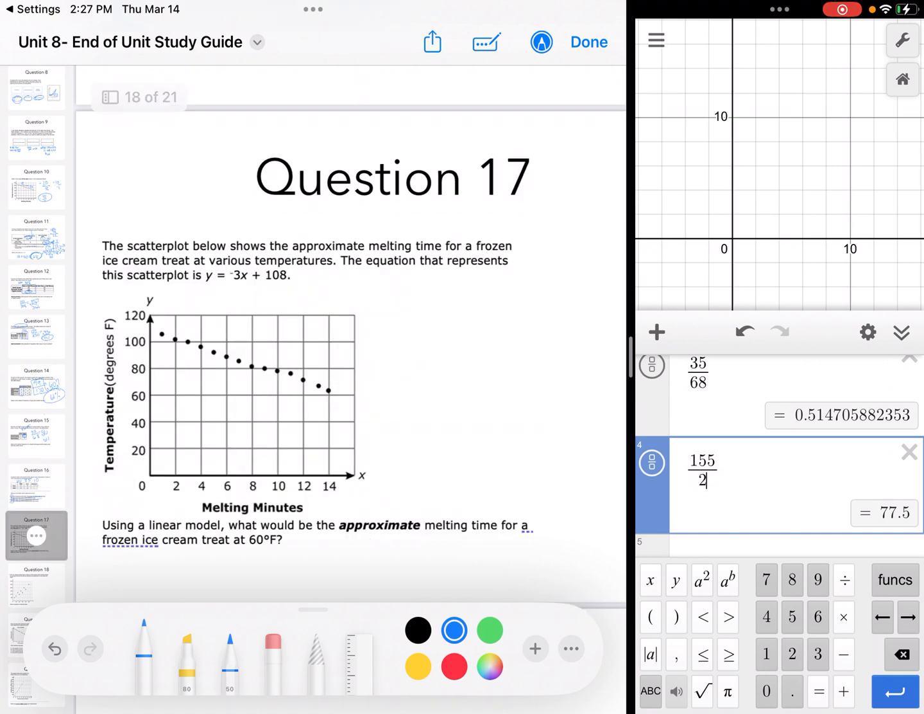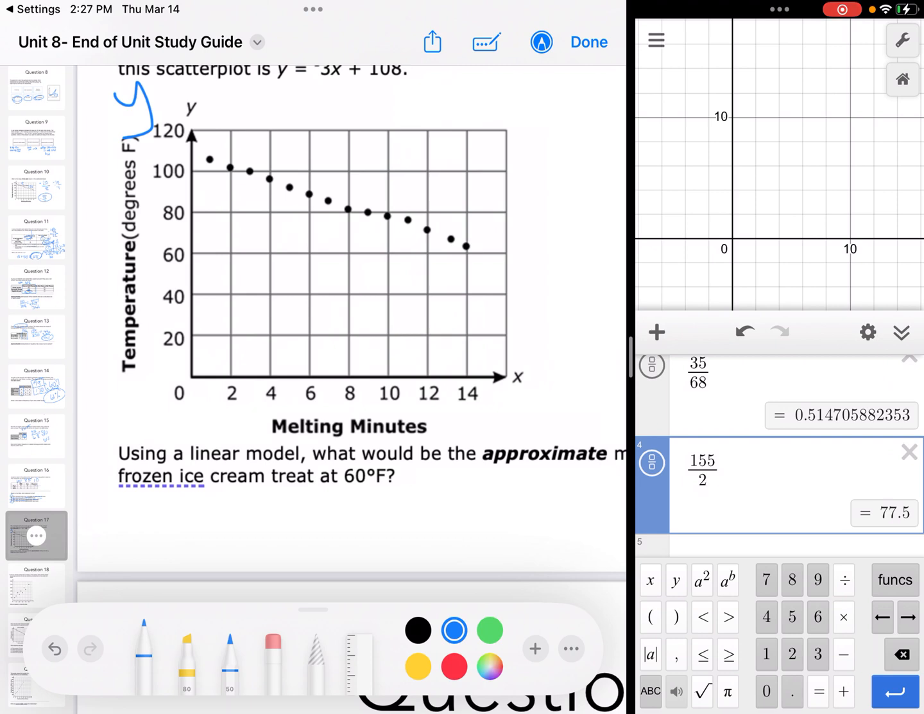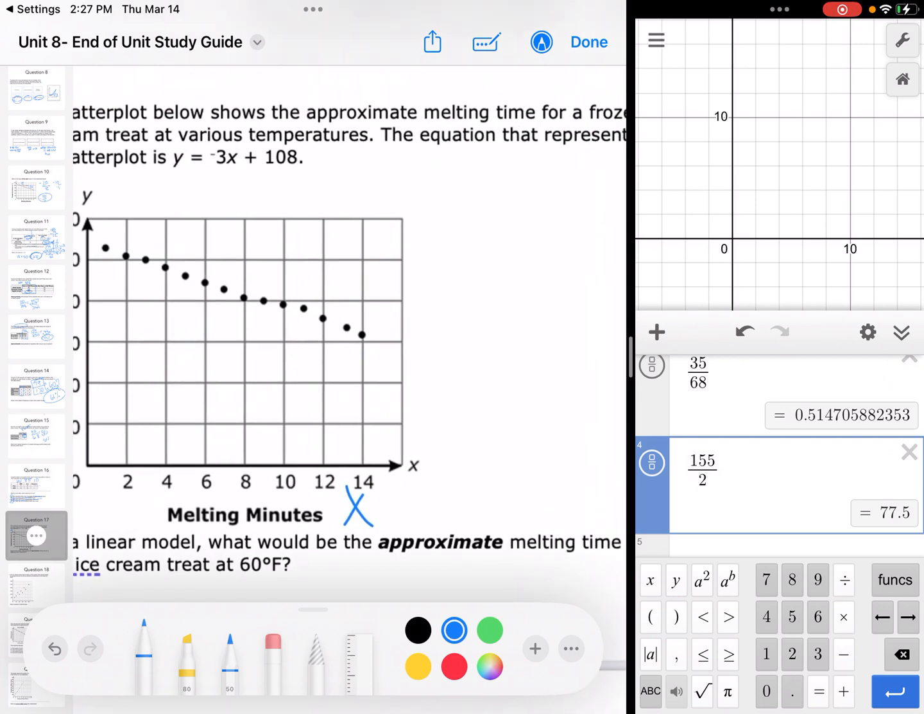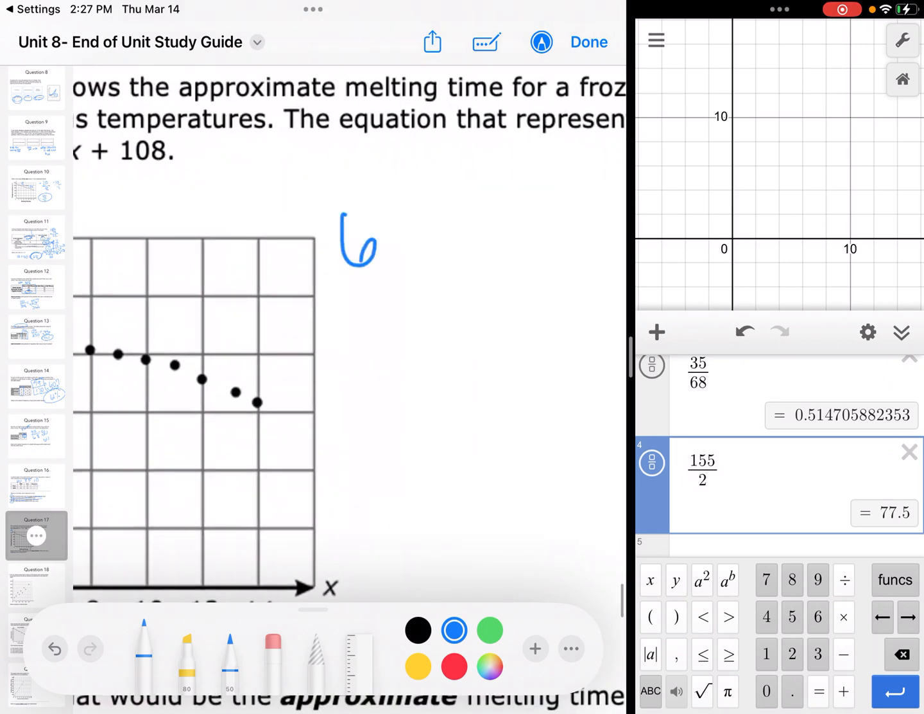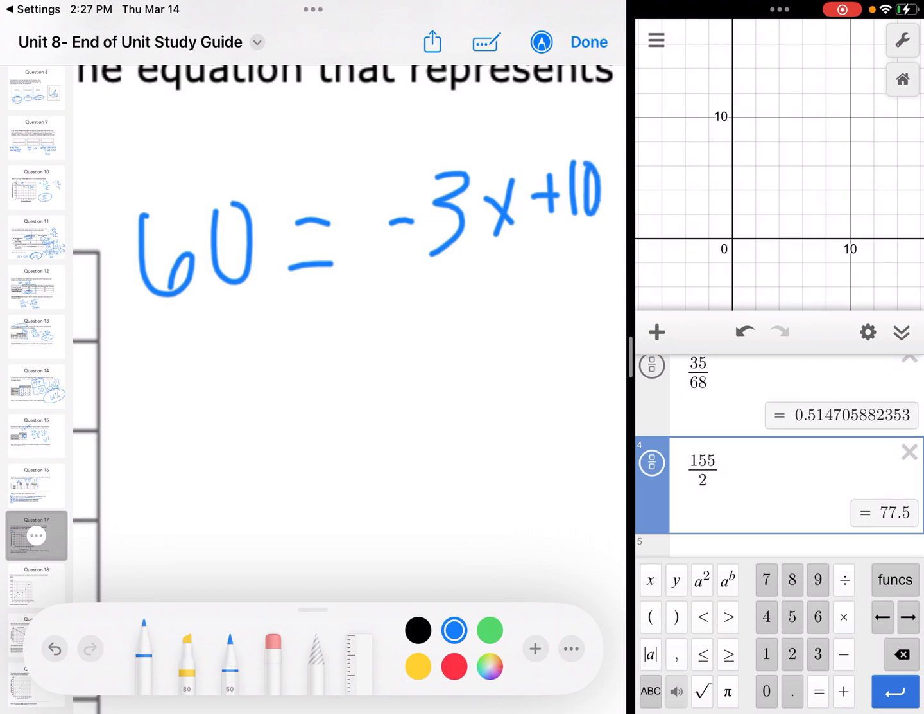All right. They have an equation, and they want to know what would be the approximate melting time for frozen ice cream at 60 degrees Fahrenheit. So I know 60 degrees Fahrenheit is the Y, and the minutes is the X. So I've got 60 equals negative 3x plus 108.